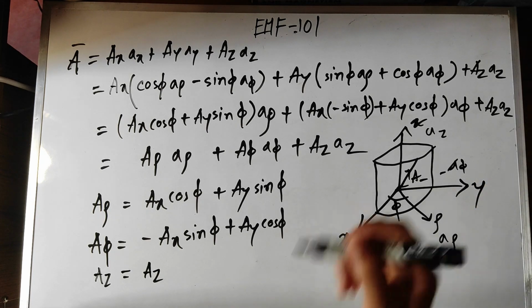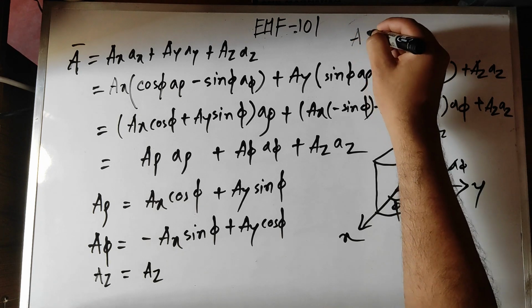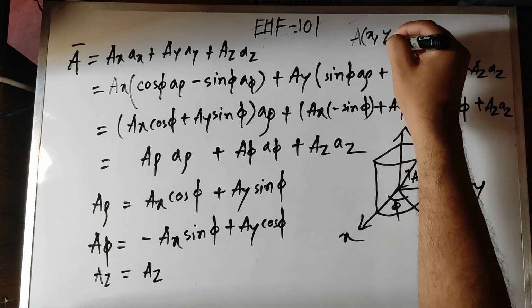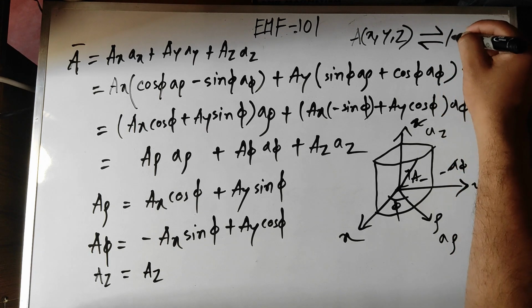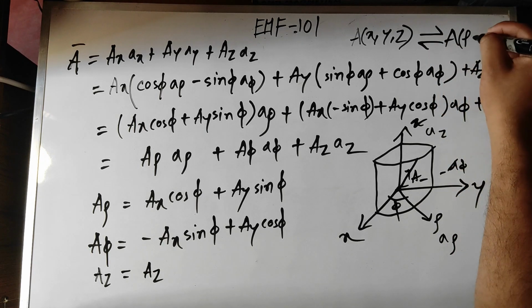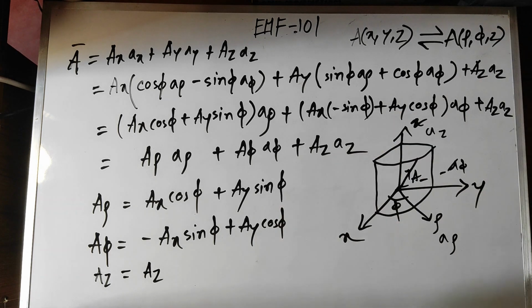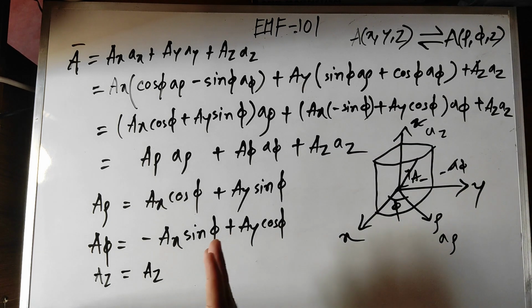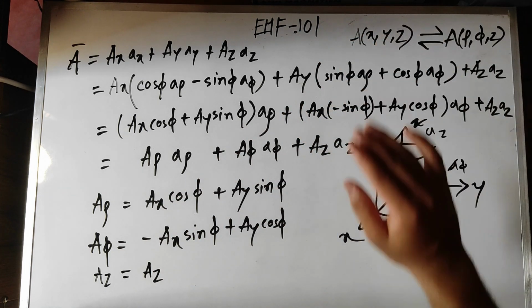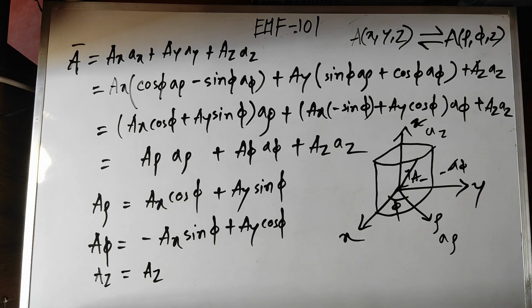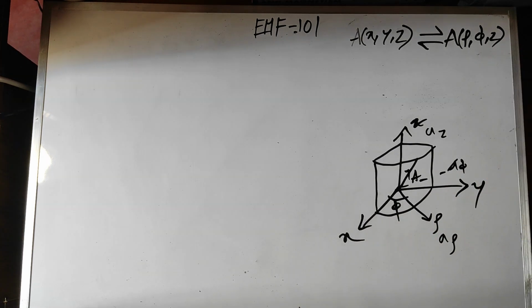Say we are transforming a vector x, y, z into a vector in cylindrical rho, phi, z. So we have done one conversion from Cartesian to cylindrical. Now cylindrical to Cartesian, what will it look like?